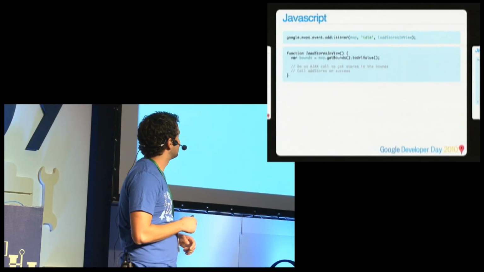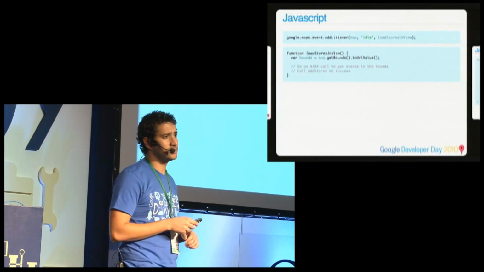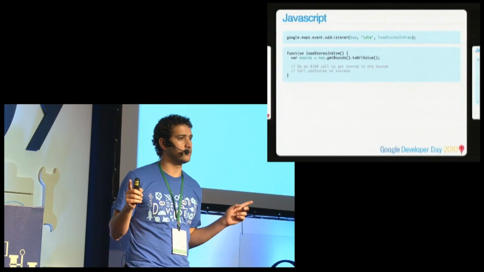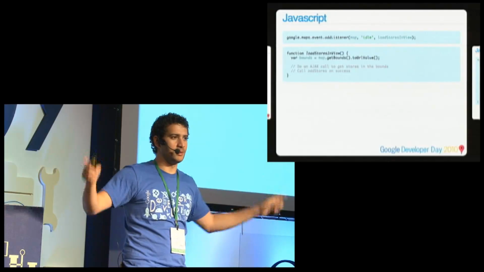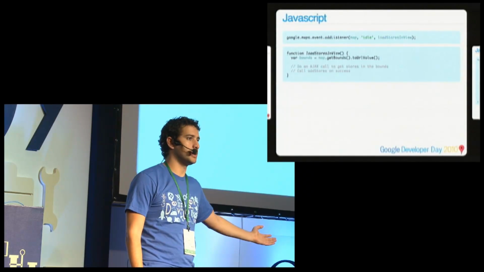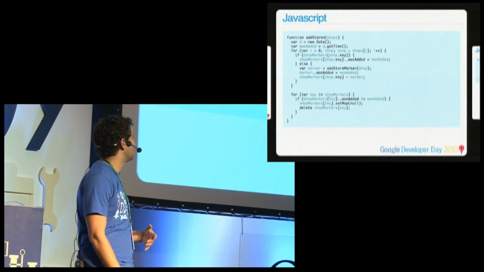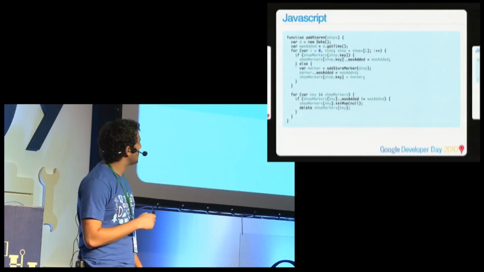What I'm going to do is take the bounds of the map, and this toURL value just gives me a string format for the bounds of the map. That is the extent of the Earth that I am looking at in my current map view. I'm going to send it to my API, and it's going to come back with a bunch of stores. I'm going to iterate over those stores and add them to the map.